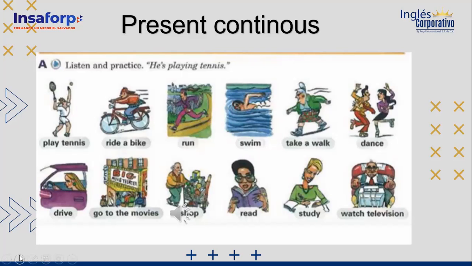Okay. And we have already finished this topic about present continuous. So do you have any question about this? Remember that the present continuous is a tense that we use when we want to say what is happening right now. Utilizamos este tiempo para decir qué está sucediendo en este momento. What is happening in this moment? Todas las acciones que están sucediendo en el momento en que estamos hablando. Para eso utilizamos este tiempo.